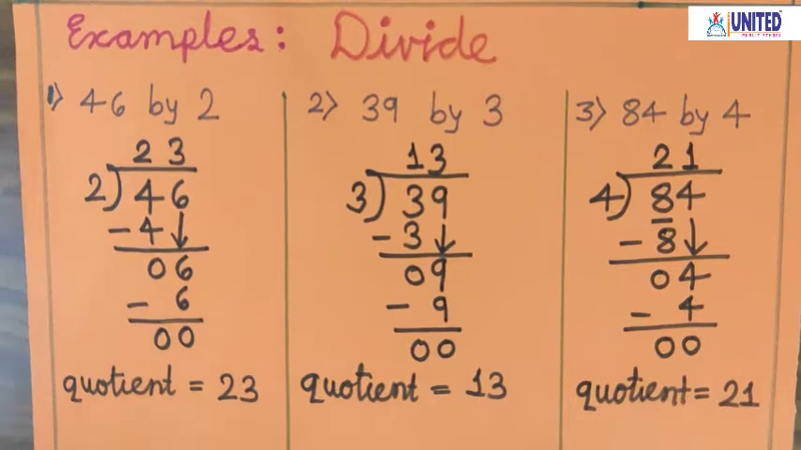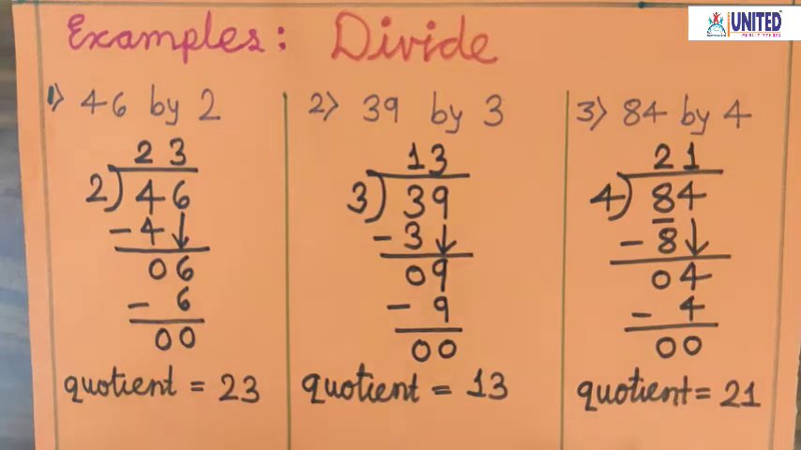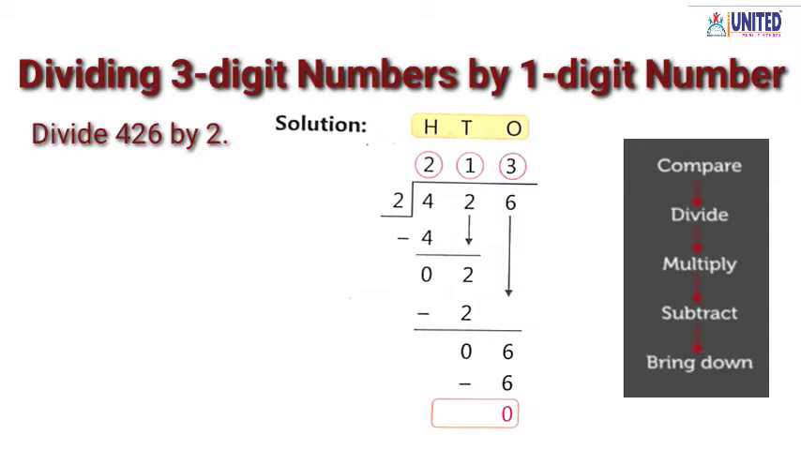Okay? So in this way you can solve the examples of dividing 2-digit number by 1-digit number. First of all, you have to check whether the first number is greater than or equal to the divisor or not. And then you have to start dividing it. The next is dividing 3-digit numbers by 1-digit number, because it is the same as dividing 2-digit numbers by 1-digit number.